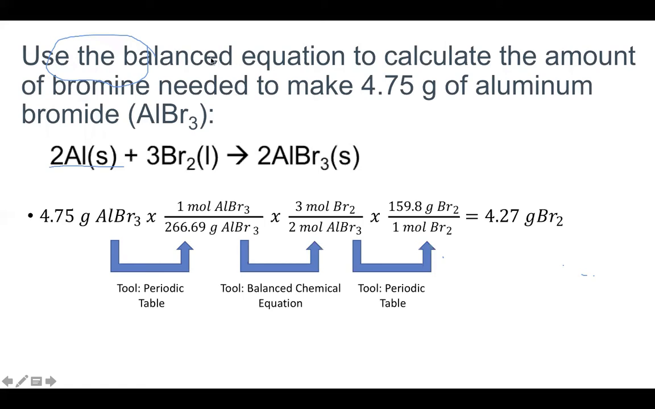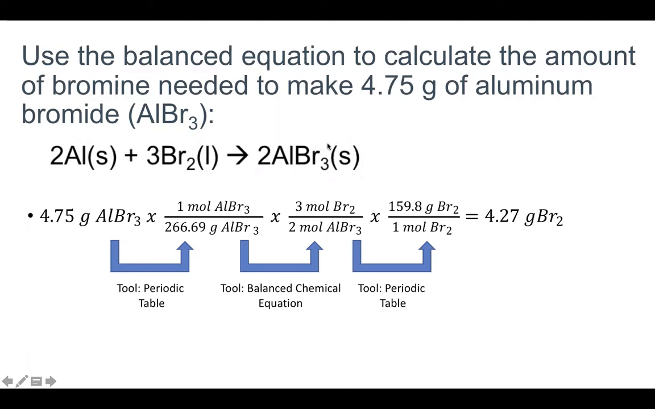Okay, another question you guys had in week 4 work was this one. Use a balanced equation to calculate the amount of bromine needed to make 4.75 grams of aluminum bromide. And this is our aluminum bromide. Here's the balanced equation from the question. This is a really common calculation in chemistry where you're starting with so many grams, or you want to know, I want to make this much of this product, how much reactant do I need? Or I have this much reactant, how much product can I make?